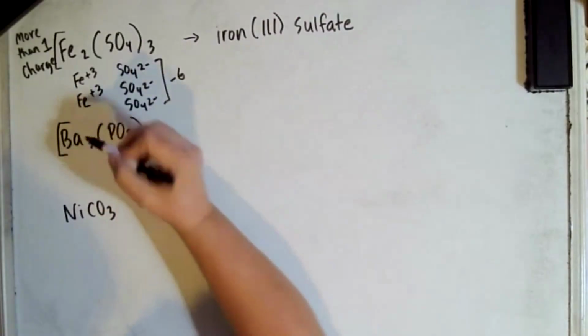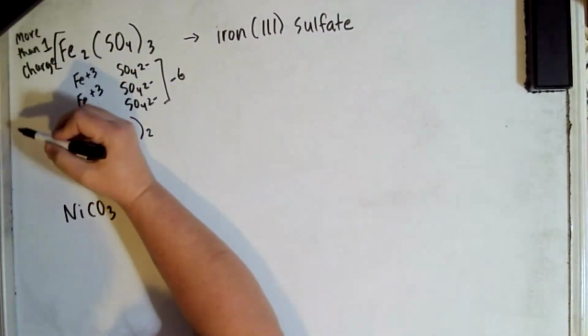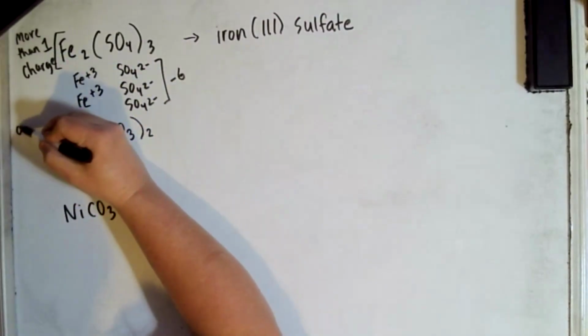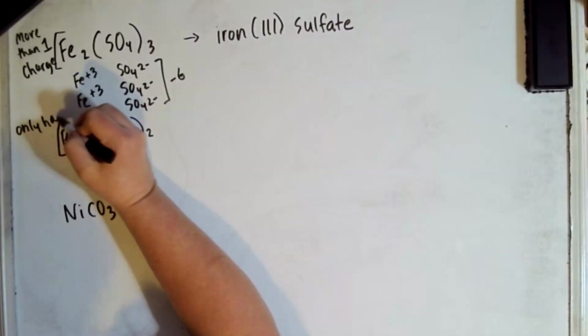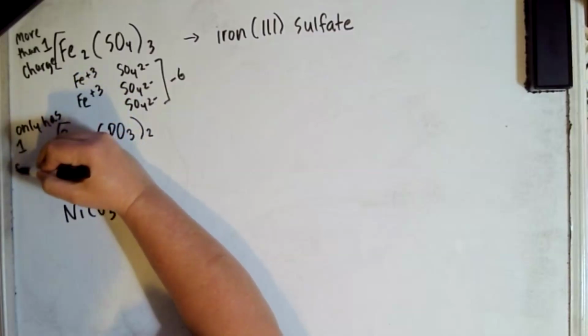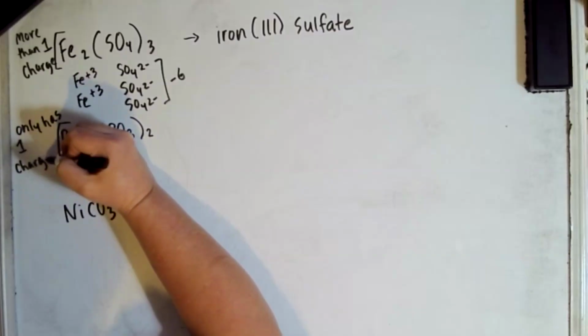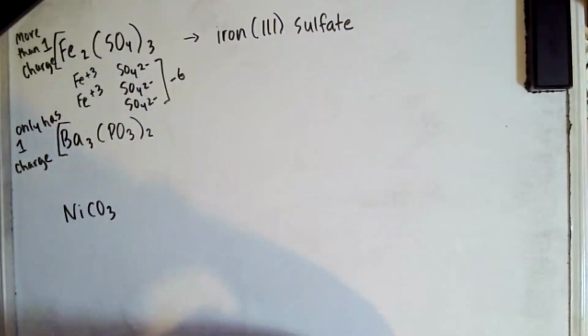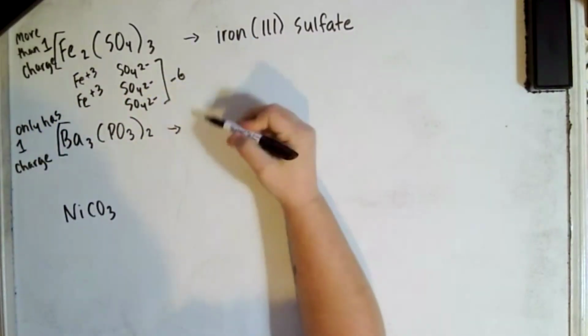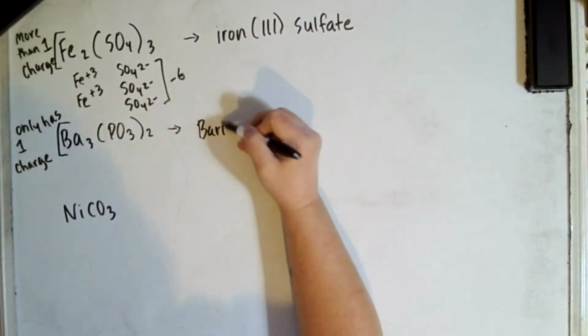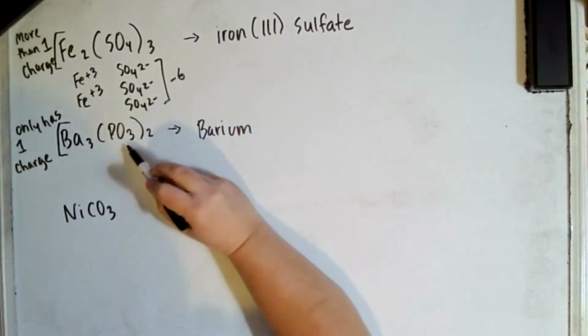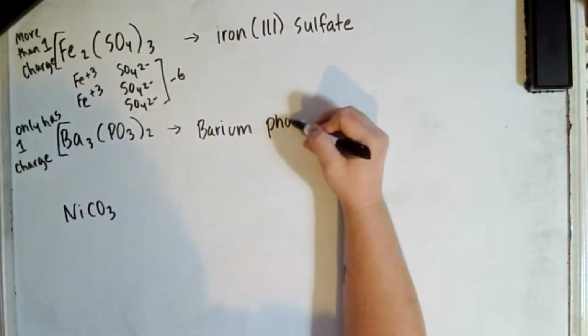For our next example, our metal is barium. Barium is in group 2A. Barium only has one charge. So we do not include its charge in the name. No parentheses for barium. When we name it, it's just going to be the name of the metal and then the name of the polyatomic ion.